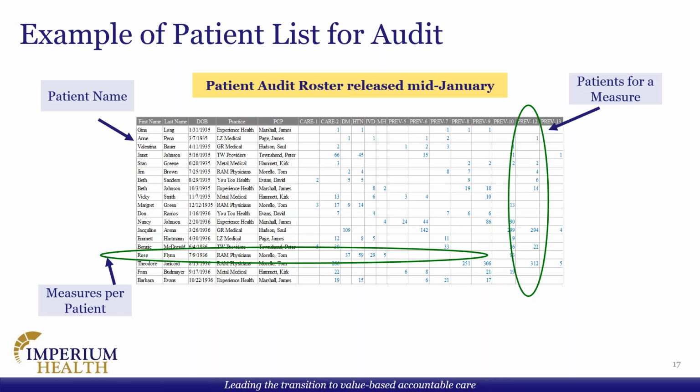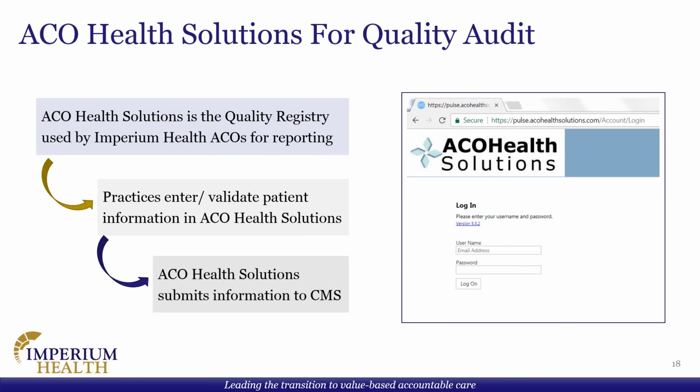This is just a snapshot of what a patient list might look like. When we get closer to the audit, we will spend more time reviewing how to best document things within ACO Health Solutions to be successful with your quality reporting.